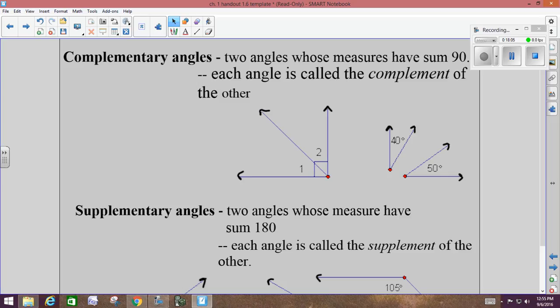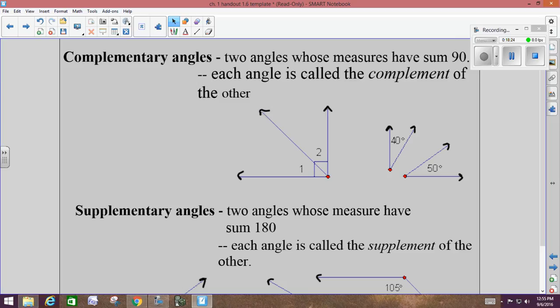Complementary angles. 2 angles that have a sum of 90. Nathan, Pop, when you hear sum, what math do you think of? Good. So complementary angles, 2 angles that add up to 90. It has to be 2. It can't be 3. It can't be 30, 30, 30. Complementary comes in pairs, so there's only 2 of them.